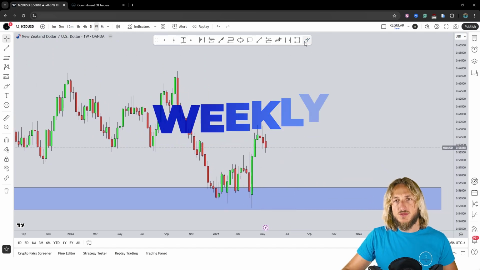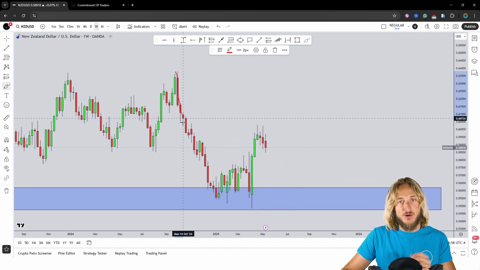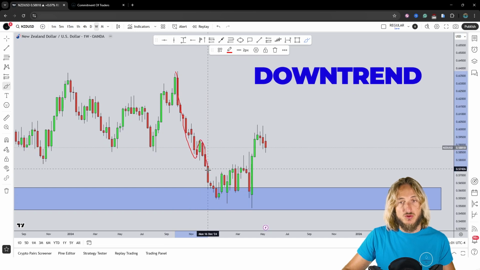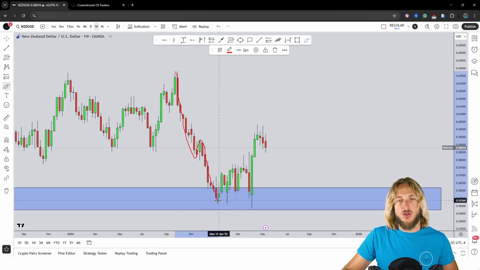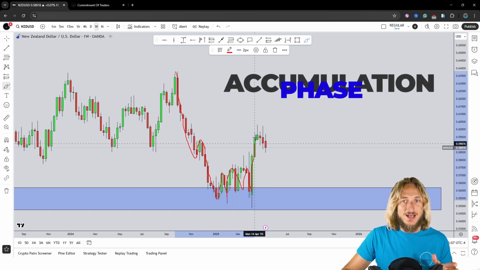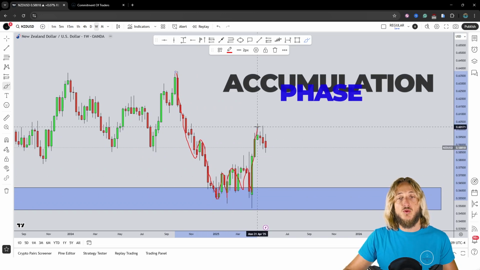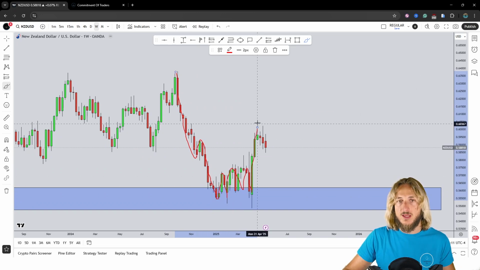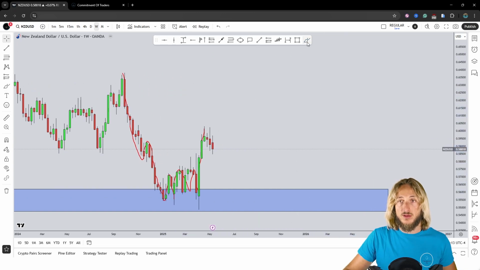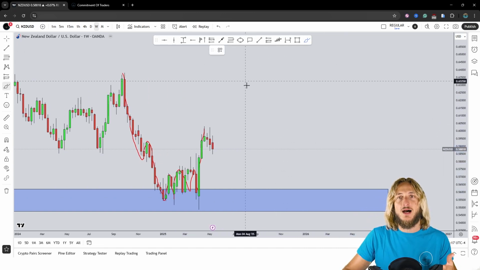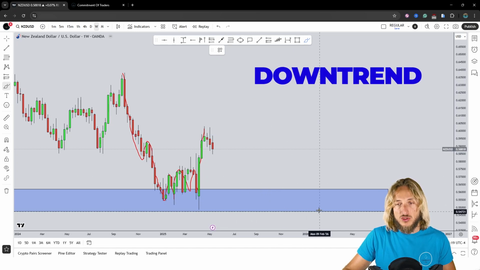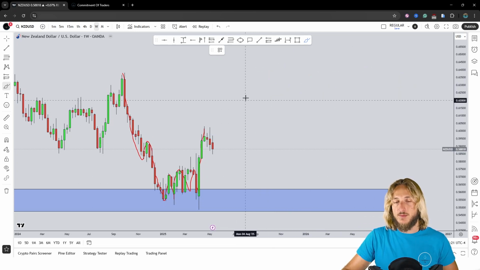Now, from a weekly perspective, we can notice how the market was in a very strong downtrend. The market was creating weekly lower lows and lower highs. Then we had this horizontal level of accumulation. Now the market seems to have completely inverted the trend. Now this is a very popular pattern and inversion of trend. It's basically called when you have a downtrend, then you have an accumulation phase, and then the market inverts to the upside. It's very popular.